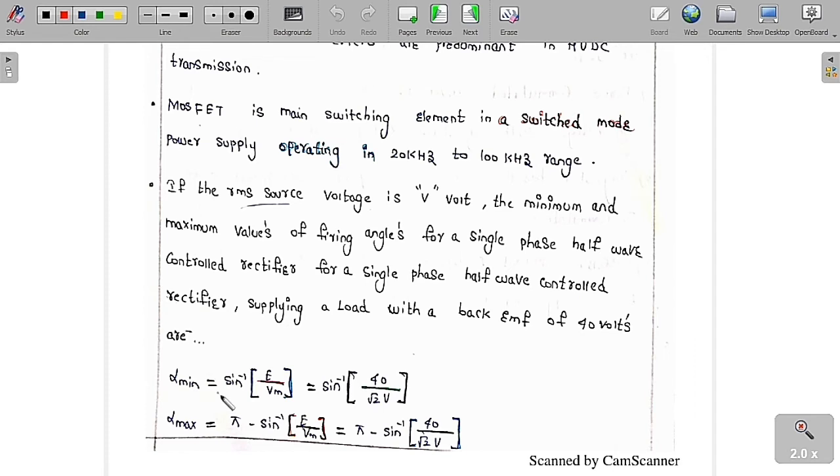This is the minimum. Only then the thyristors are going to become forward biased, and then only we can go for conduction. So this is the minimum value. If you want the maximum value, it is pi minus this value. Only in this range can you fire at any point if you want conduction.